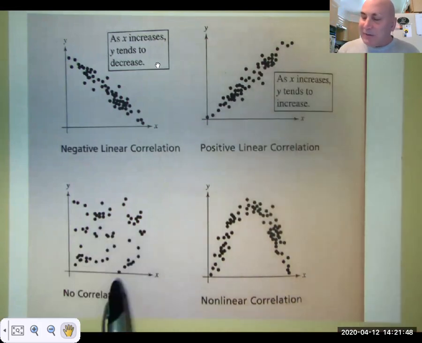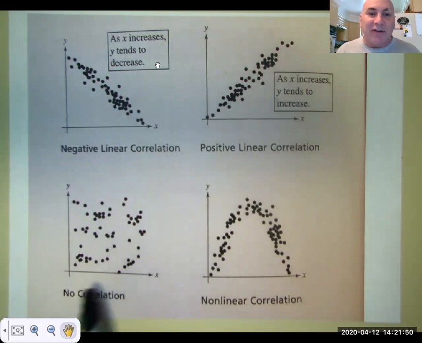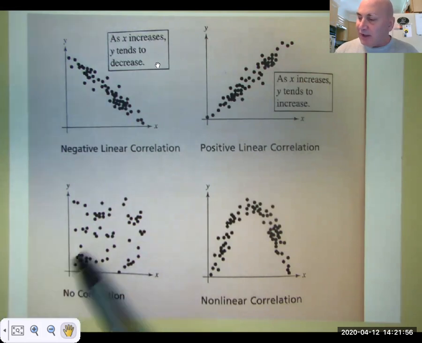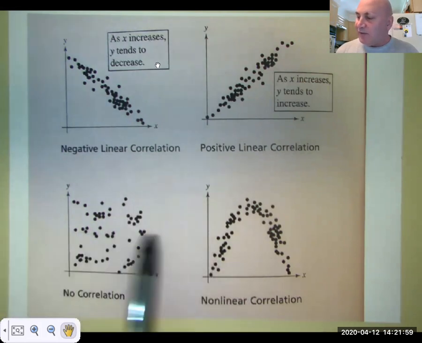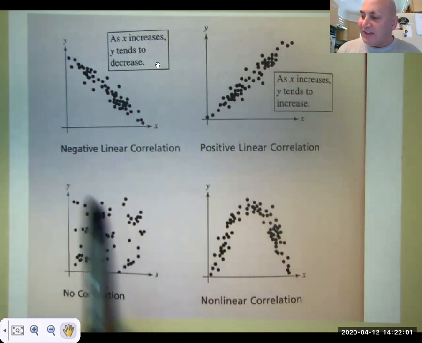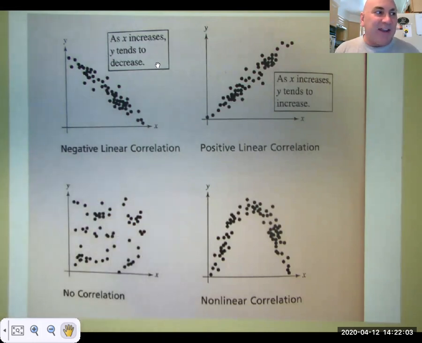Here, this would be a data set where there is an r value of close to zero. After all, where would you put a line through this? Would you put it like this? Would you put it like this? Would you put it like this? It's hard to say what would be a good line through that data set. So I would say that there's no correlation there.